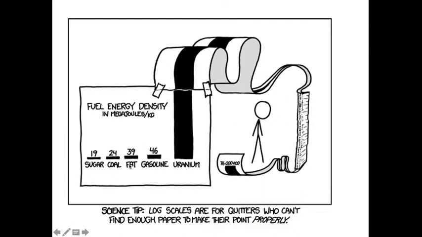So sugar, coal, fat, gasoline, and then uranium just needs its own scale because literally a gram of this can provide a huge amount of energy through nuclear fission, which we'll look at quickly. Here's a nice cartoon. Log scales are for quitters who can't find enough paper to make their point properly. That's all stacked up. Wow.